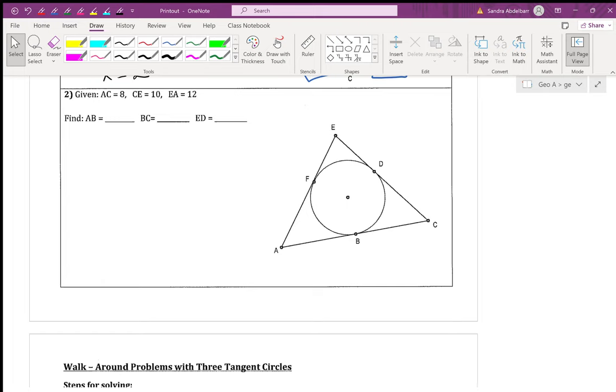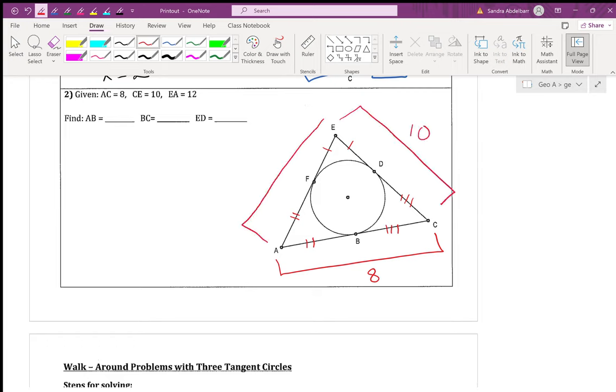All right, let's go through this. So I know because of the two tangent theorem, the segments that I'm marking are congruent. We know that AC is 8. We know that CE is 10 and AE is 12. By the way, it doesn't matter where you put the X.